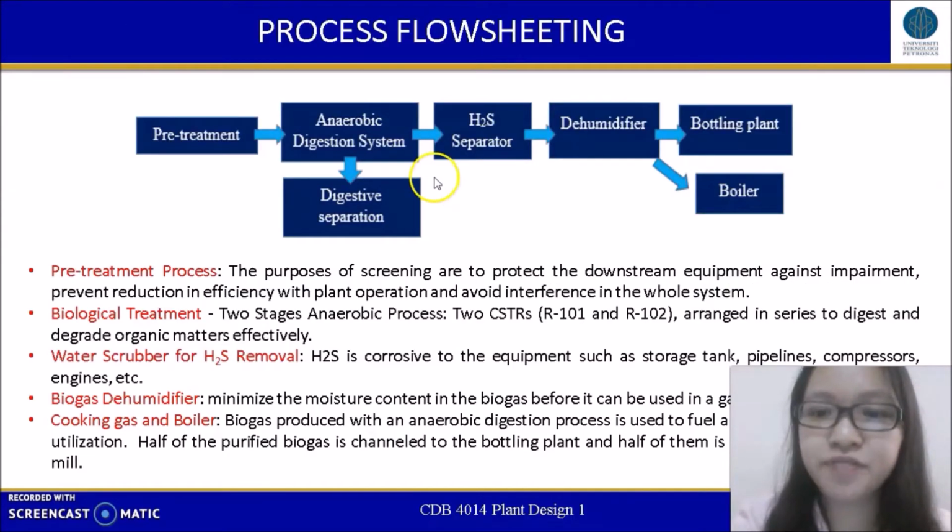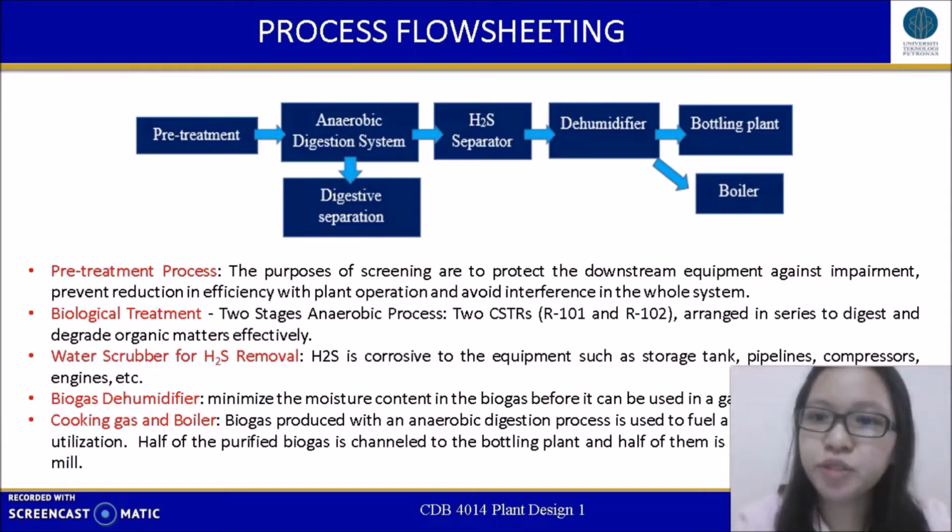Moving on to process flow sheeting. This figure summarizes the overall process of the zero discharge foam treatment process in a block flow diagram. There are overall 4 processing units included in the system. The first one is the pond pre-treatment. Second, anaerobic digestion of the pond. Third is the biogas cleaning for cooking gas and boiler utilizations. And the last one is the digestive treatment for biofertilizer production.